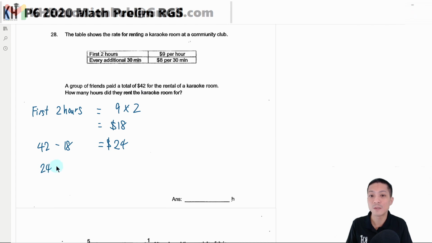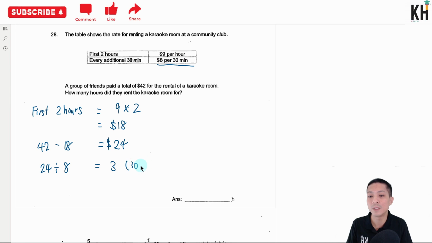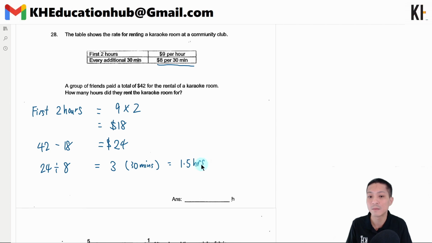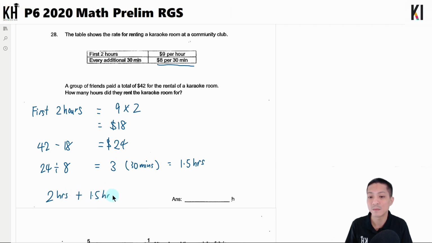Okay, so $24, if you divide it by 8, right? Because it's $8 per 30 minutes, that'll be 3 30 minutes. Okay, so how many hours? So these 3 30 minutes will be equal to, you do your calculation of 30 minutes times 3, it'll be 1.5 hours. Okay, and then the last step will be to use the 2 hours plus the 1.5 hours, and that will give you 3.5 hours.